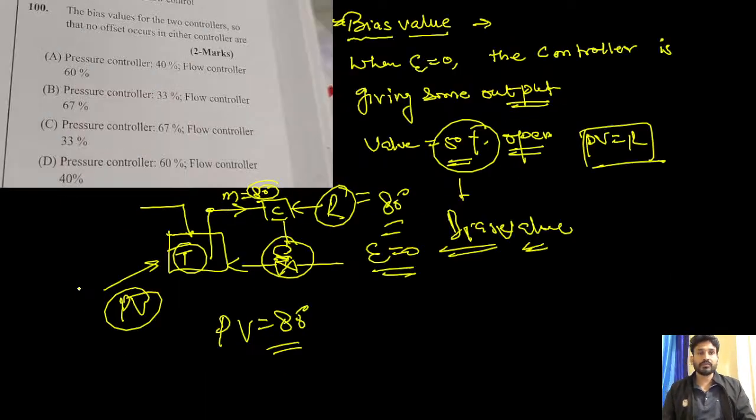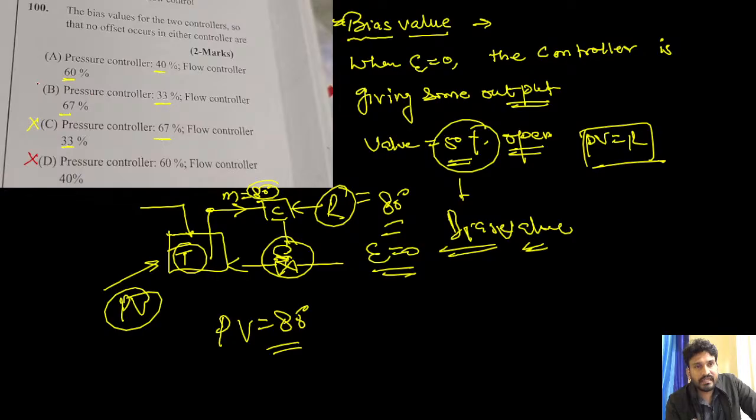Now just choose options. So PC 40, flow 60, सही लग रहा है. PC 33, flow 67, ठीक लग रहा है. PC 67 and flow 33, ये गलत लग रहा है. Why? Because in this condition, PC must be maintained at the lower value. Also, the D option is also incorrect. So the correct options can be A and B.